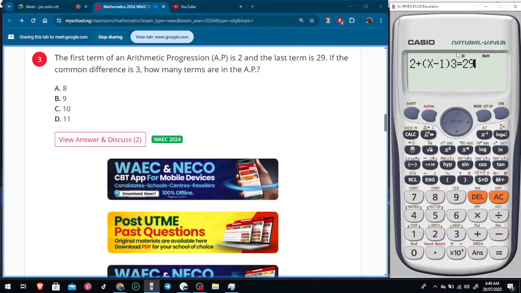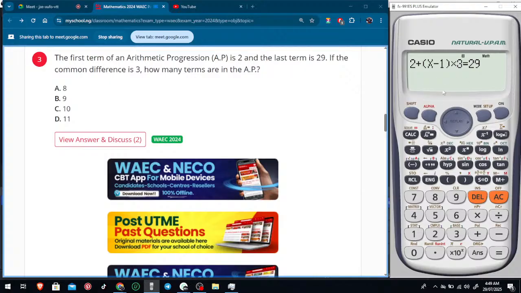Now look at my calculator. You see I have x minus 1. The formula for the AP is 2 plus a plus n minus 1 d. So when you have the last term, it is equal to the whole function. Are we okay? Then you press shift solve, then press equal to solve for x. I have to bring terms here, at the back of the bracket.